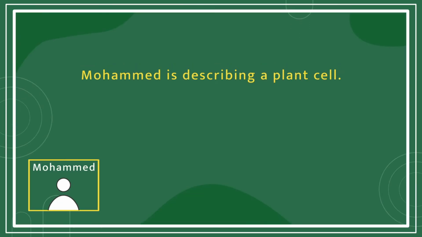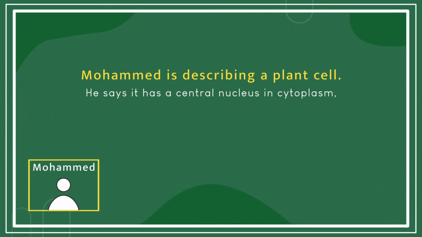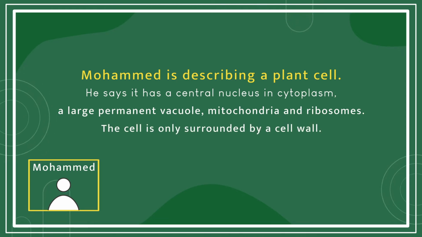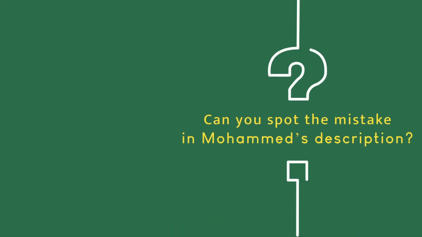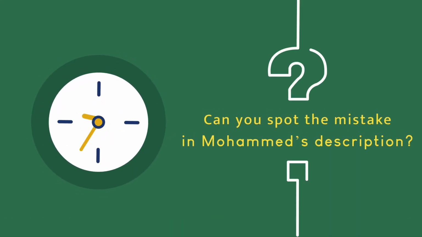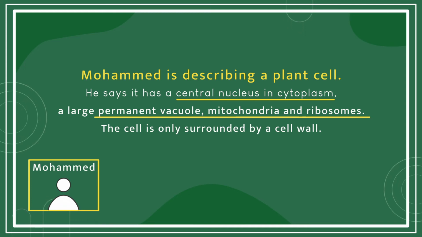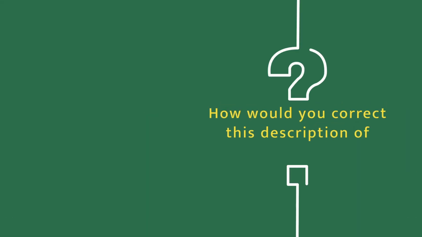Let's try one more. Mohammed is describing a plant cell. He says that a plant cell has a central nucleus held within the cytoplasm, a large permanent vacuole, mitochondria and ribosomes. He said it's only surrounded by a cell wall. Can you spot the mistakes in Mohammed's description? Let's hear it again. He says it has a central nucleus in the cytoplasm, a large permanent vacuole, mitochondria and ribosomes. The cell is only surrounded by a cell wall. How would you correct this description of a plant cell?